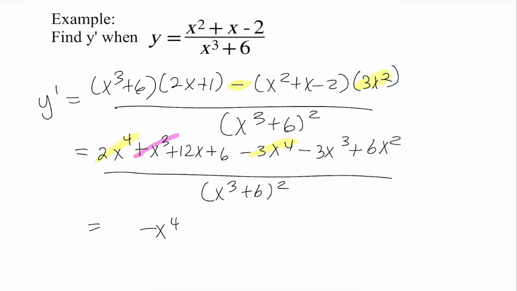And then we've got an x cubed and a minus 3x cubed. So that is a minus 2x cubed. And then we have a 6x squared. And then we have a plus 12x and a plus 6.